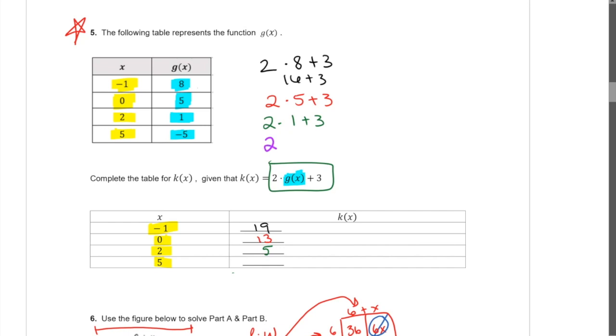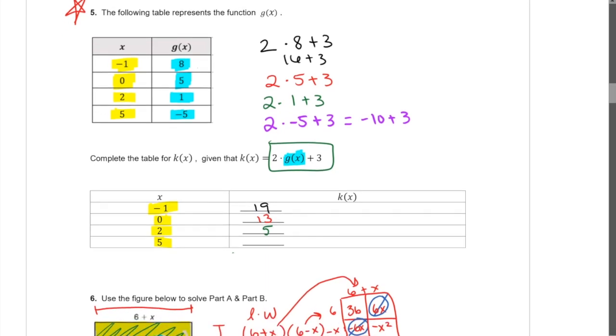2 times negative 5 plus 3. Okay, 2 times 5 is 10, but since it's a negative, it's negative 10 plus 3. So this is essentially asking, you borrowed $10 from somebody, you paid them $3. How much money do you owe them? You owe them negative $7. And that's it. All right.